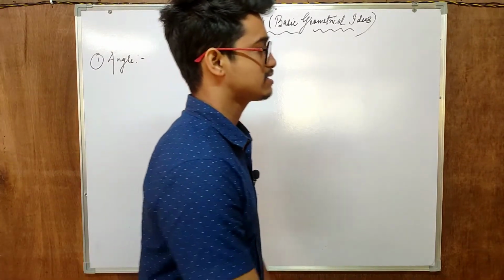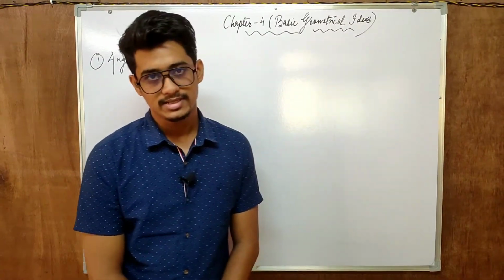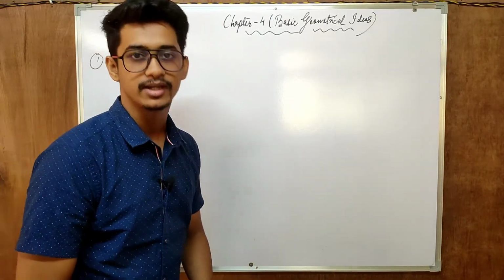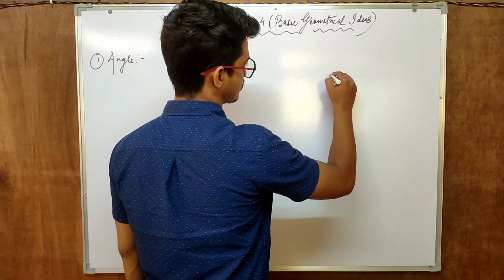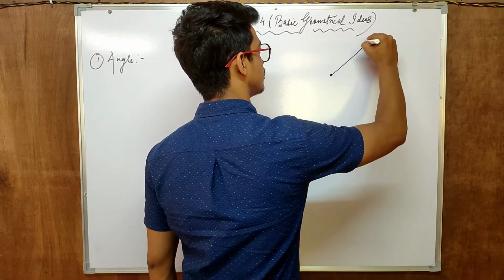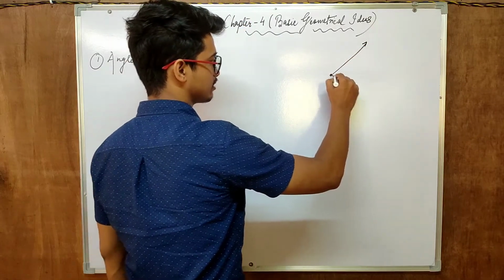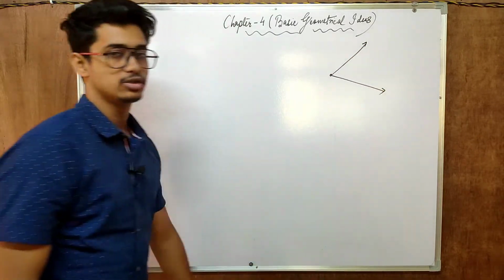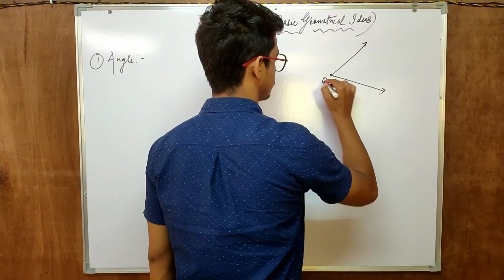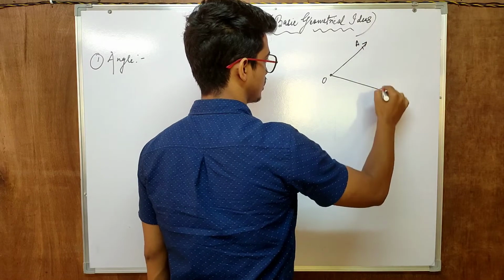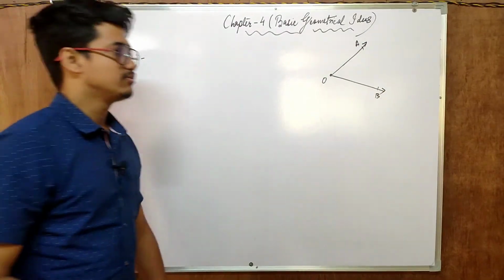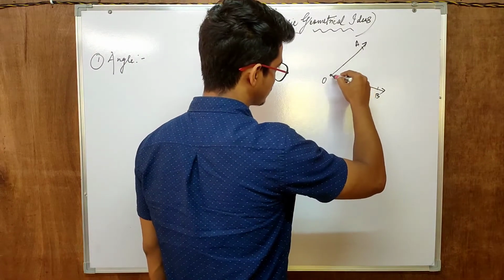There is a definition which is given in your book. It means when the two rays have a common starting point. So the starting point is this one, let's say, and this is the first ray and the second ray will look like this. So the starting point will be the same, and let me give some names to these two rays. Let's say OA and OB. So angle is nothing but the gap between these two rays.